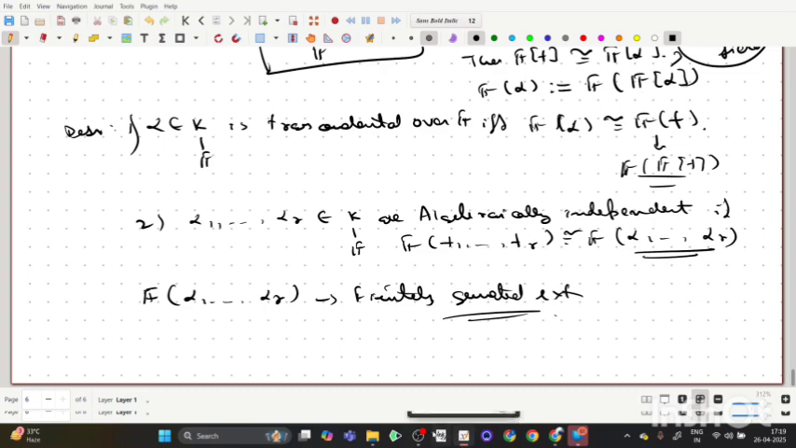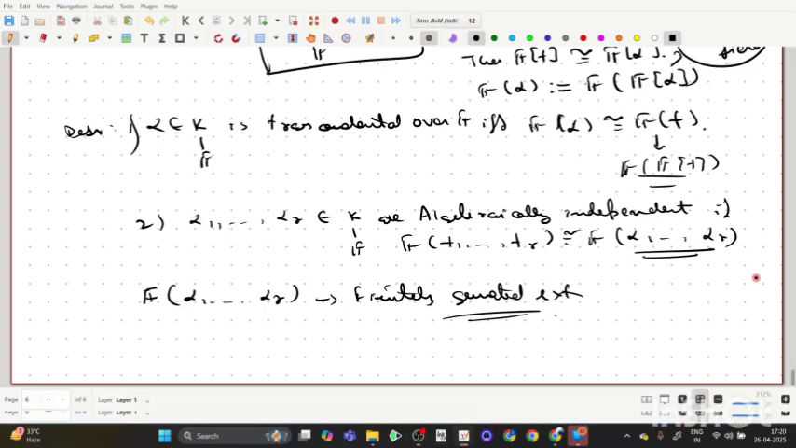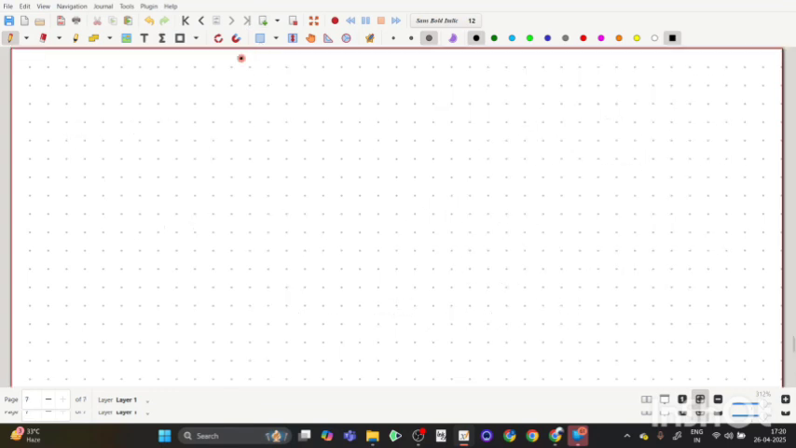So let's now see what more we can do. Having defined a simple extension, or an extension generated by an element, and also having got hold of the notion of the degree of the minimal polynomial of that element, what we can conclude is the following. Let me give it as a theorem.